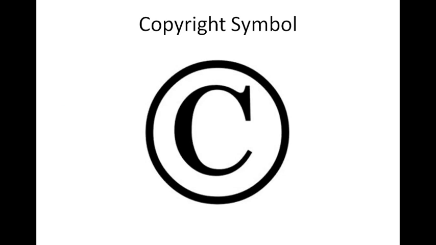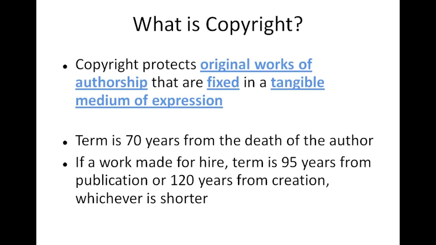So the C in a circle is the copyright symbol, which is differentiated from other symbols such as the R in a circle, which is for a registered trademark. The C in a circle should be applied as a notice, but it's not a requirement. You don't have to let people know that you have a copyright. It's certainly beneficial, and it puts people on notice of your rights, but under current law it's no longer a requirement. So what is copyright?